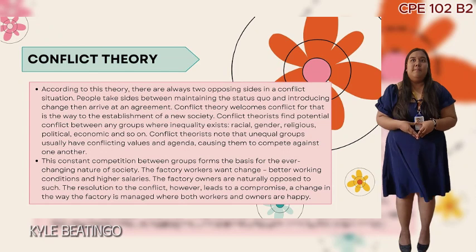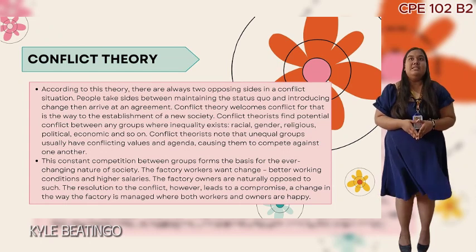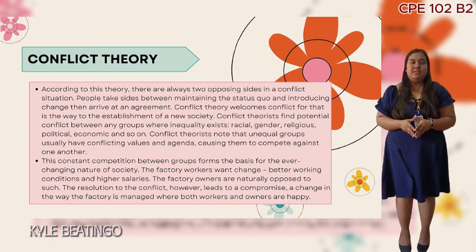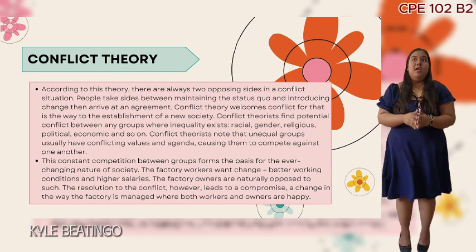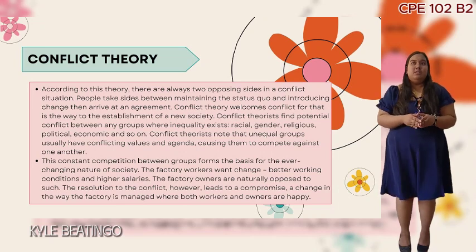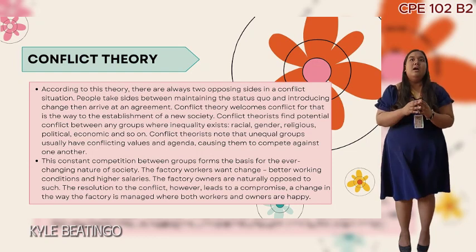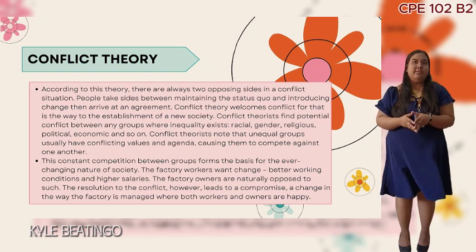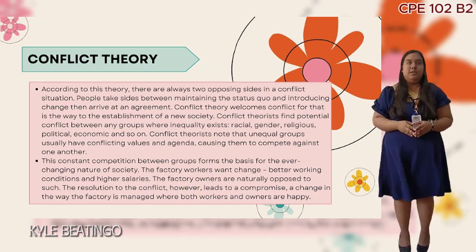causing them to compete against one another. This constant competition between groups forms the basis for the ever-changing nature of society. The factory workers want change, better working conditions, and higher salaries. The factory owners are naturally opposed to such. The resolution to this conflict, however, leads to a compromise, a change in the way the factory is managed where both workers and owners are happy.